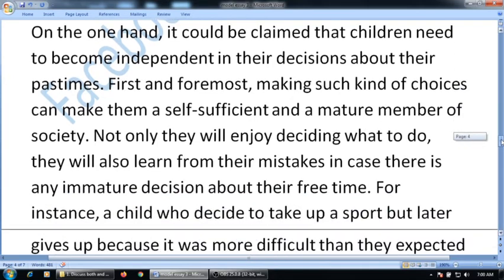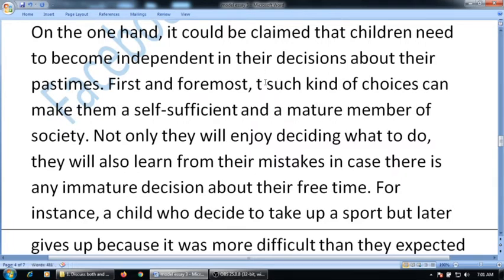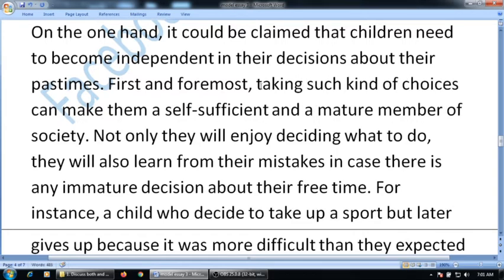First and foremost, making such kind of choices can lead them to be self-sufficient. Or taking such kind of choices, or selecting such kind of choices. This is not a mistake, just to not repeat the same word. Taking such kind of choices can make them a self-sufficient. Remember, we cannot use it in this way. We have to use a hyphen here.